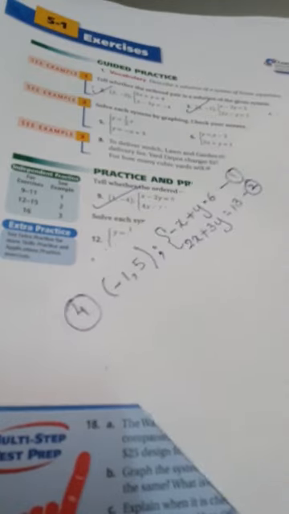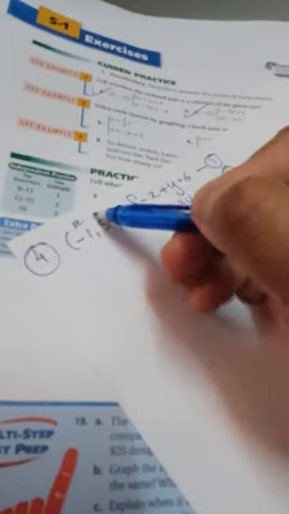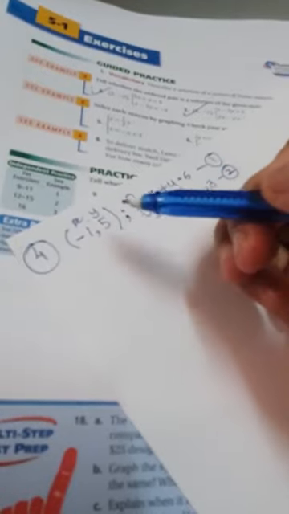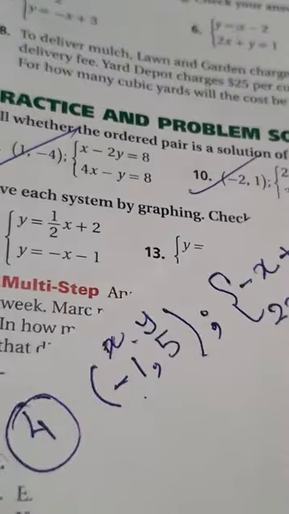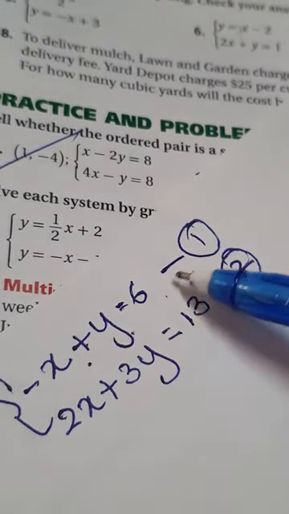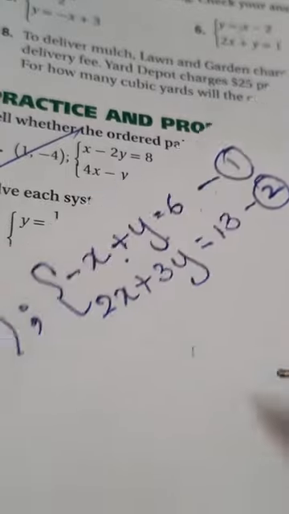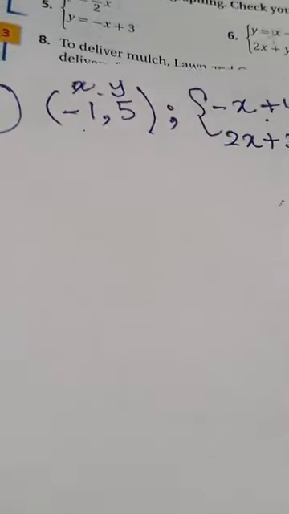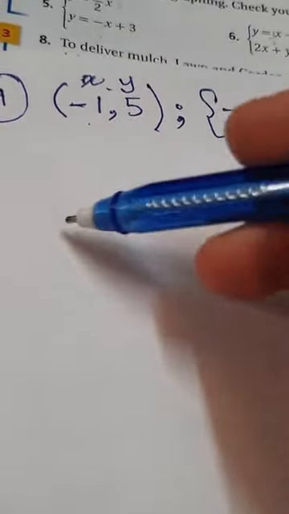Okay, I guess 1 minute was over and I didn't even realize it. So this is question number 4 for you. The ordered pair is minus 1 and 5, so which means x is minus 1 and y is going to be 5, right? And the equations given are minus x plus y equals 6 and 2x plus 3y equals 13. So what's the first thing you're going to do? Of course, draw the table.